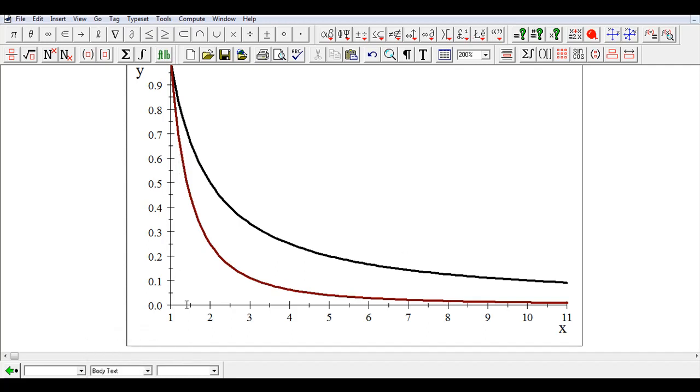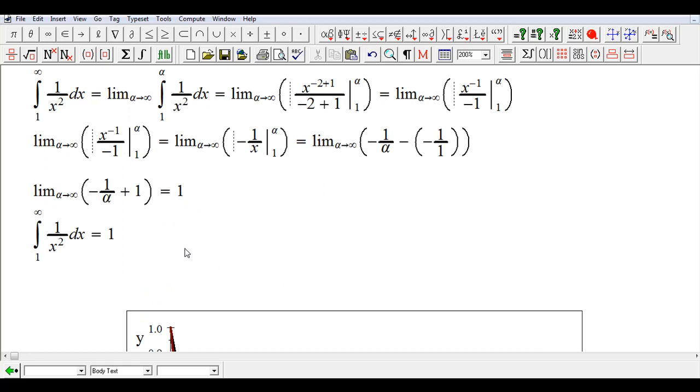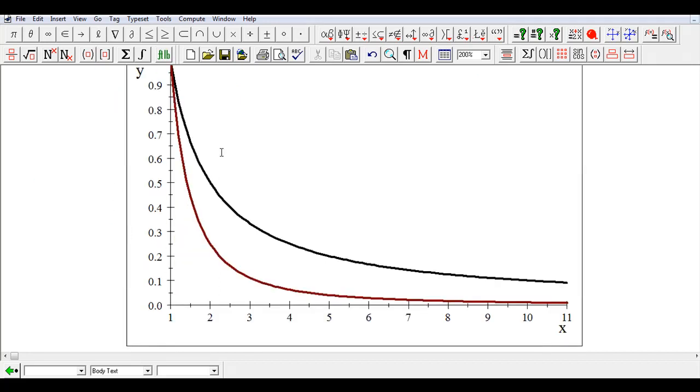This one is converging between the x-axis and the red curve, and between the x-axis and the black curve it is not converging, because it's only approaching 1 for one and approaching infinity for the other. This converged to 1, the area under the red curve, because this red curve is 1 over x squared. That converged to 1.